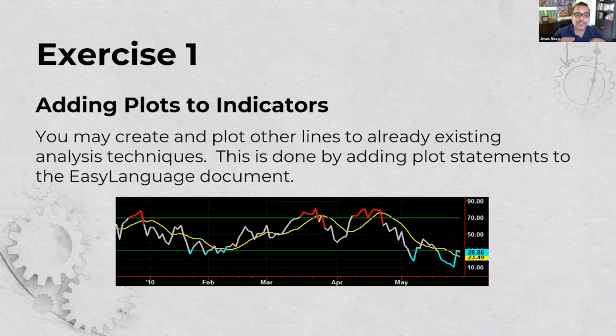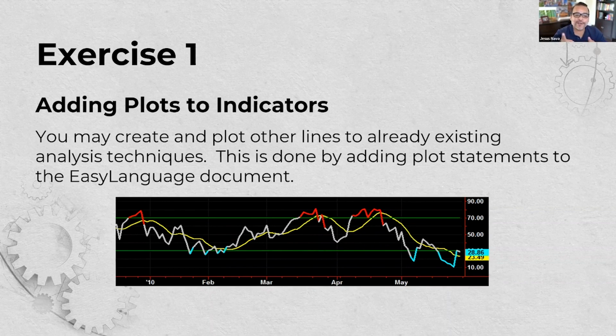For example, in the screenshot that you see right here on my PowerPoint, you see a picture of the RSI. The RSI is just one single line. And we talked about the RSI at the very beginning of the presentation. We talked about the range of values between 0 and 100, but this is the RSI indicator. It's just one single line. However, you may be interested in also looking at the RSI average or the average of the RSI. So that yellow line that you see there is just an average of the RSI.